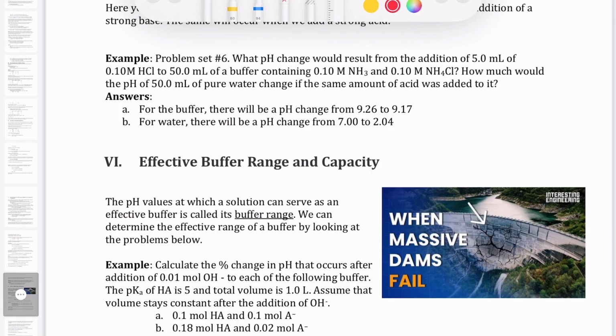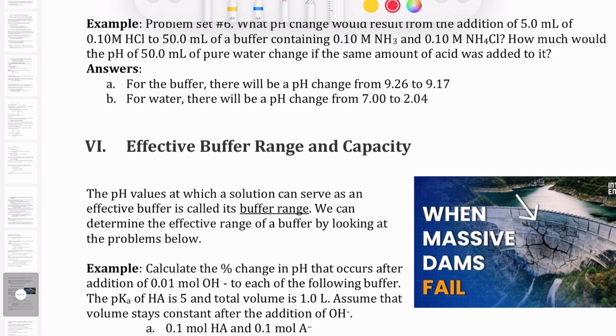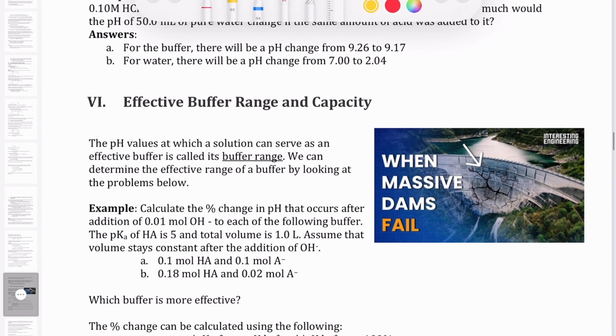So we're going to wrap up our discussion on buffer by talking about two aspects of buffer that are quite important, which is the effective buffer range and effective buffer capacity. So range is just the pH values at which a solution can serve as an effective buffer. So not all pH values are covered by a particular buffer.